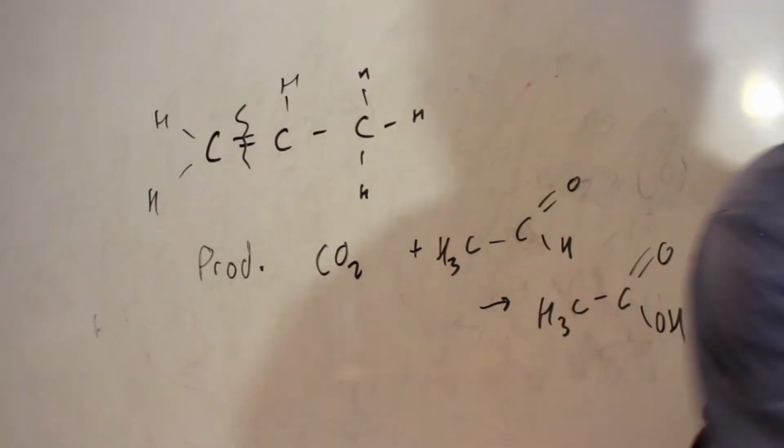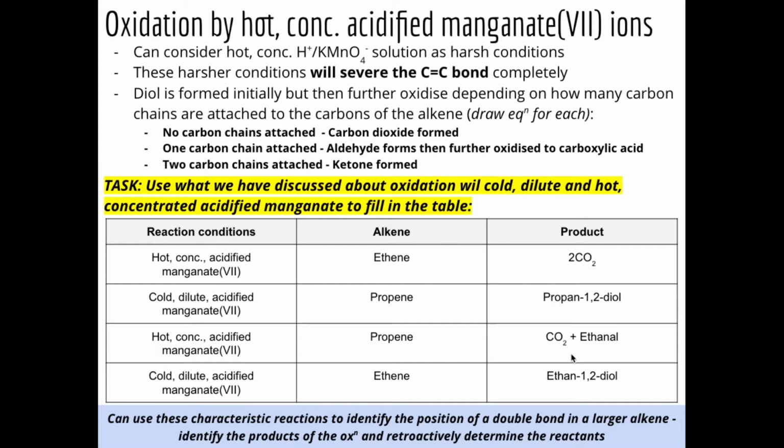Excellent. Moving on to the second part of the lesson, once I read this final sentence: I can use the characteristic reactions to identify the position of the double bond in a larger alkene, identify the products of the oxidation, and retroactively determine the reactants. So based on the products you form, you can retroactively determine what kind of structure and what kind of double bond you have present.